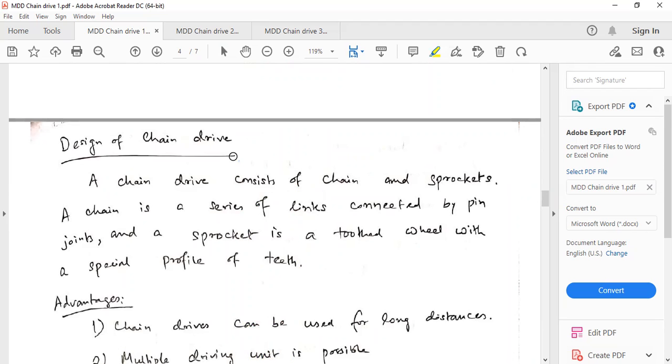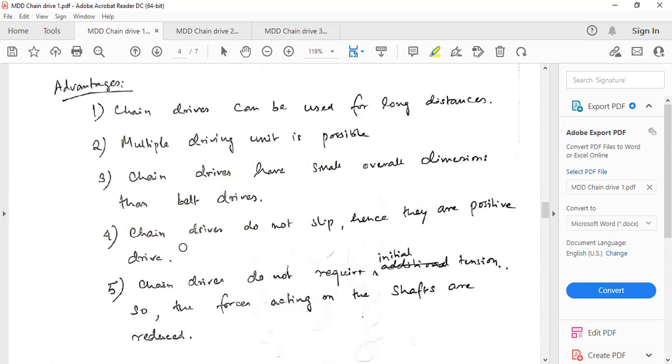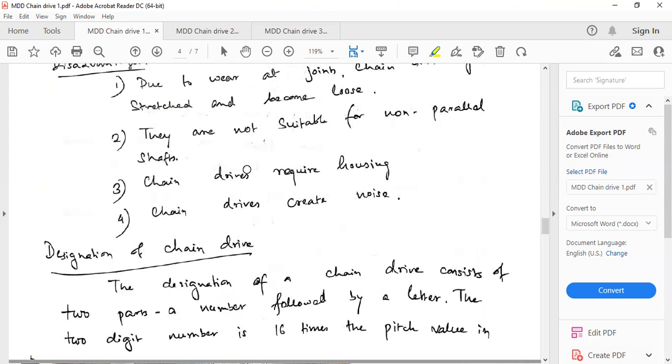Now you can see the chain is a series of links connected by pin joints, and the sprocket is a toothed wheel with a special profile of teeth. So you have seen this. Now let us go to the advantages, what advantages there are for chain, and disadvantages also.